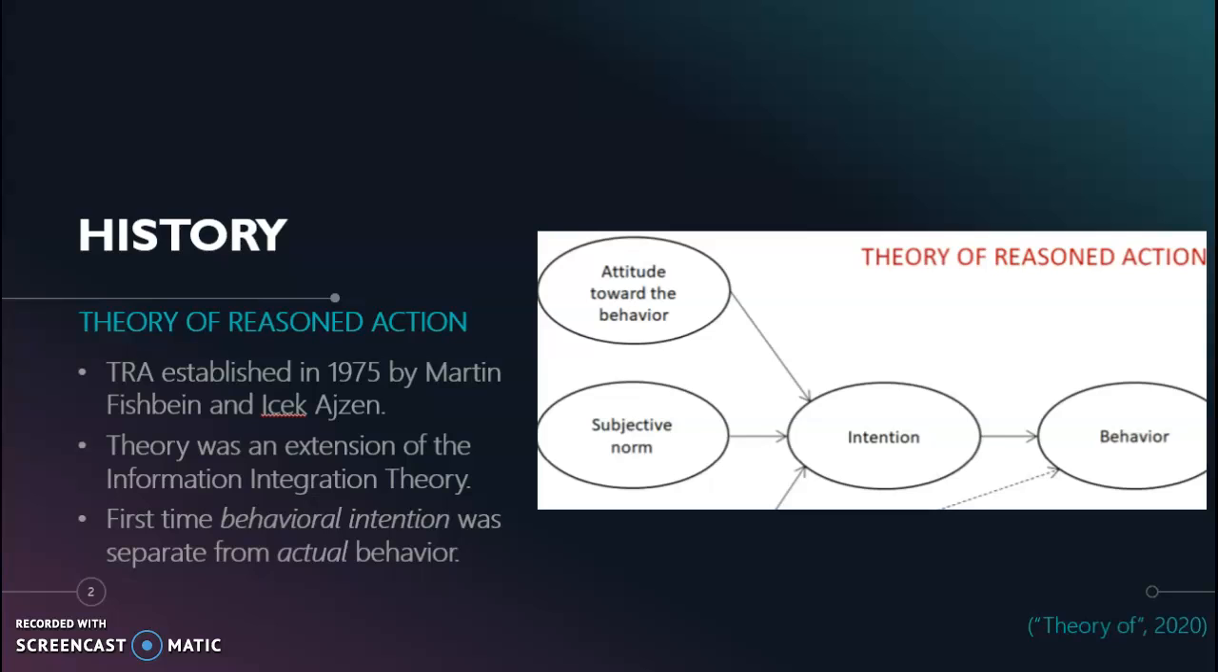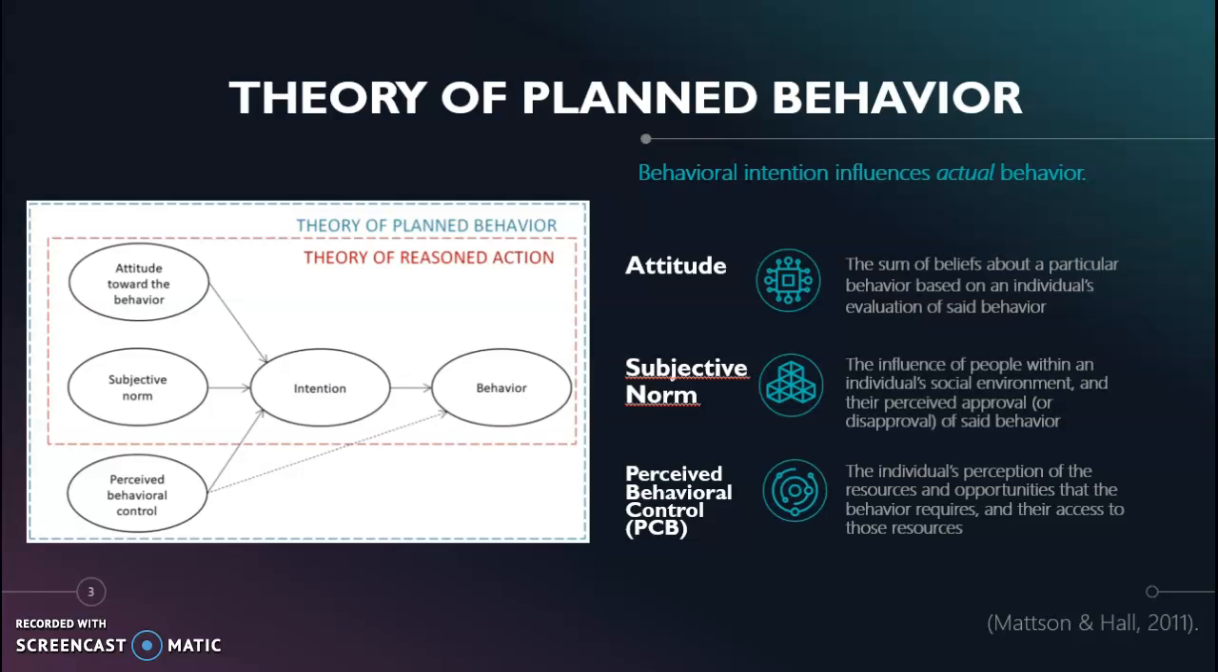The most groundbreaking aspect of the theory of reasoned action was this separation between a person's intention and their actual behavior. You can see in the image on the left how the theory of planned behavior is literally an extension of the theory of reasoned action, and the idea behind a person's behavioral intention influencing, but not necessarily predicting, actual human behavior. The theory of planned behavior also supports the theory of reasoned action's components like attitude and subjective norms.